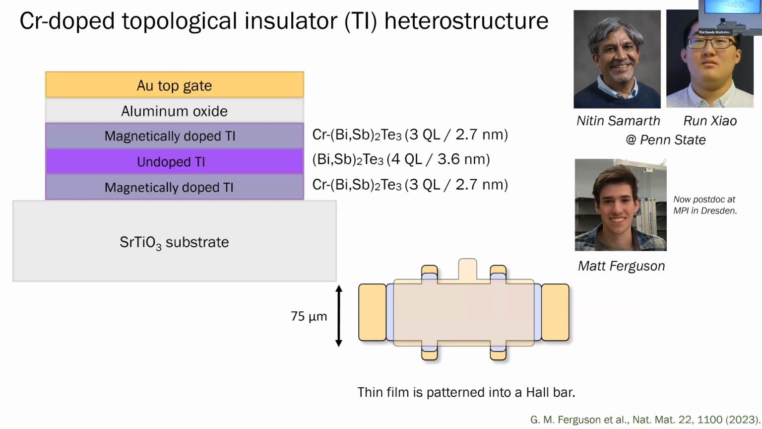Okay, so now that brings me to the sample that we actually image. We look at a chromium-doped topological insulator, or chromium-doped bismuth antimony telluride. These films are grown at Penn State in the group of Nitin Samarth and by Run Zhao. And they also patterned these films for us into Hall bar structures. And the Hall bar is about 75 micrometers in width. And the measurements that I will show were done in my lab by Matt Ferguson. He actually graduated a little while ago and is now a postdoc with Andy Mackenzie at the Max Planck Institute in Dresden.